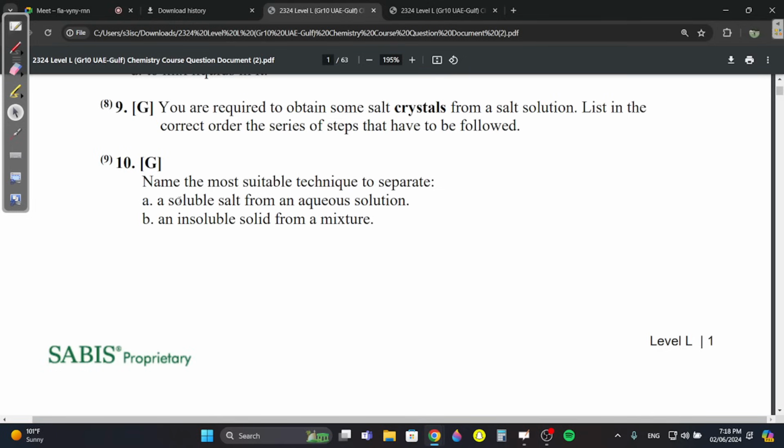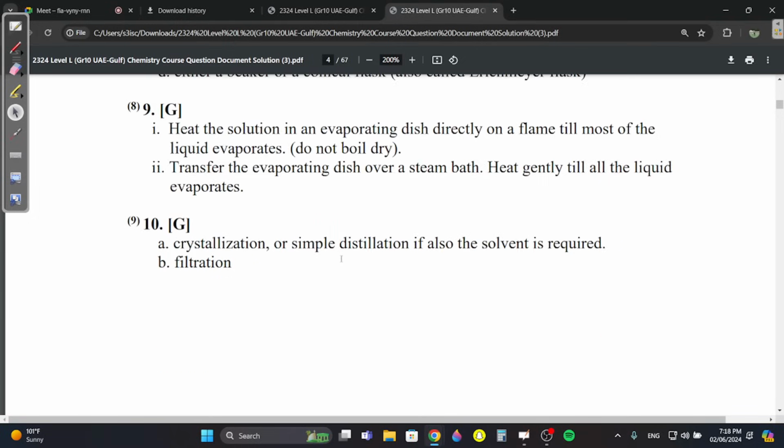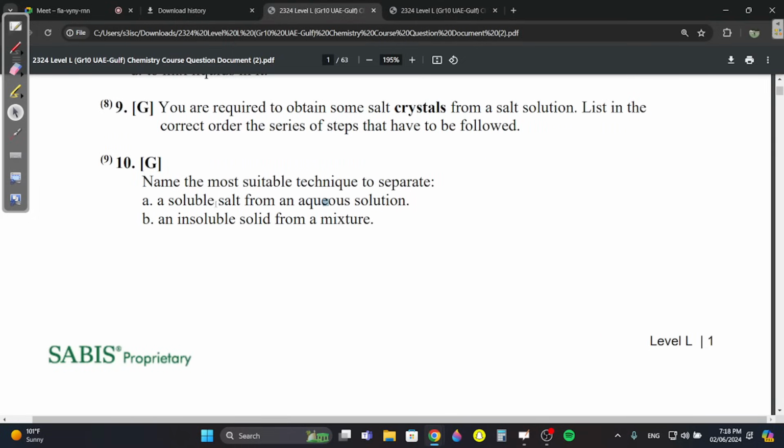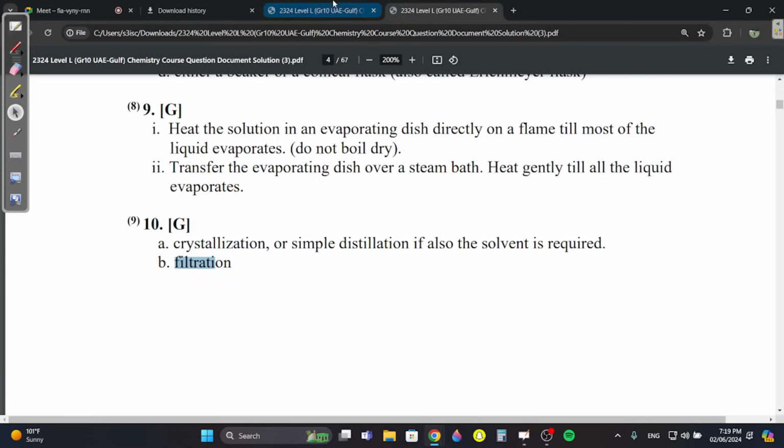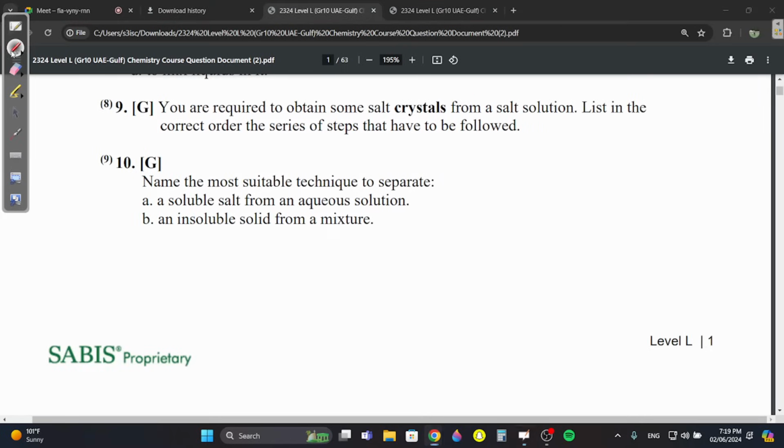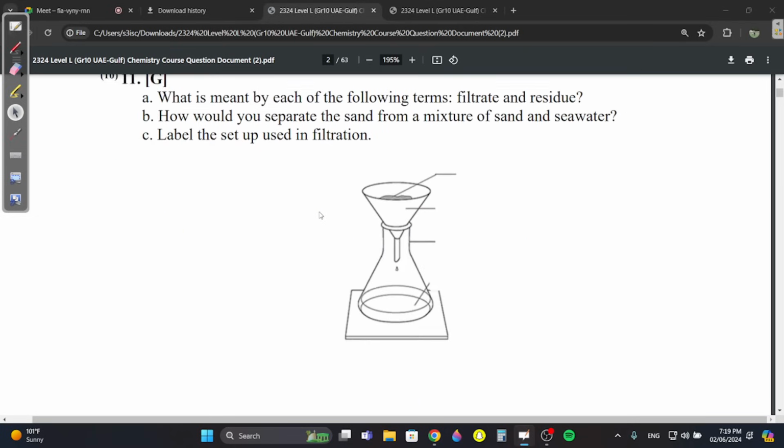Name the most suitable technique to separate a soluble salt from an aqueous solution. Whenever you want to get salt, you use crystallization. But you may use distillation if you want the water. If you use crystallization, you lose the water and you're left with salt. But if you use distillation, you're left with salt and water. For an insoluble mixture, obviously you use filtration. Insoluble means it doesn't dissolve. For example, water and sand, you would use filtration to separate the sand from the water.